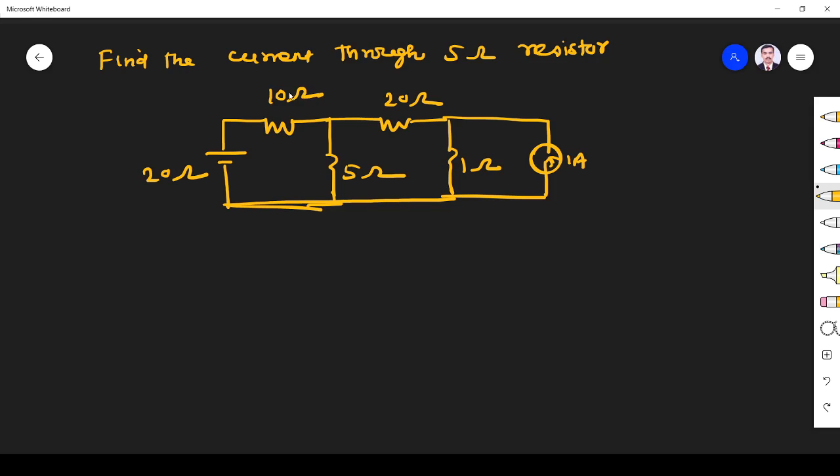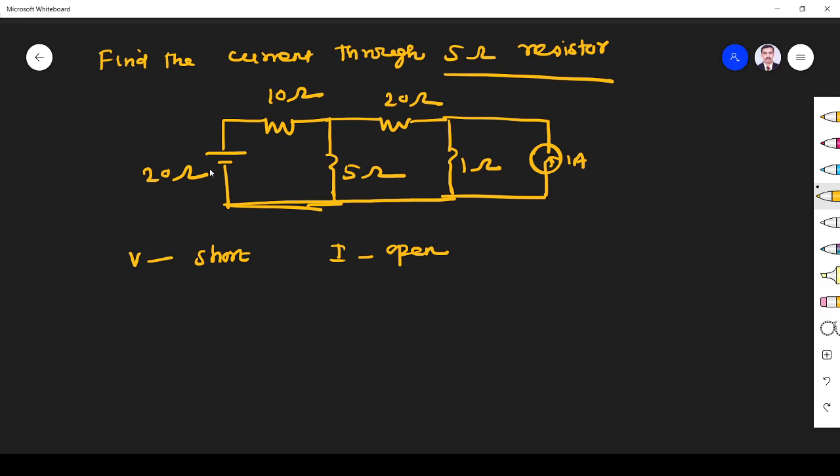Whenever we apply superposition theorem, we have to keep only one source in active mode and the other source must be discarded, right? If it is a voltage source, short it to discard, and if it is a current source, open it, right? And the superposition theorem is used to find current or voltage through a particular element. So here we have to find current through 5 ohm resistor, so we can apply superposition theorem, right?